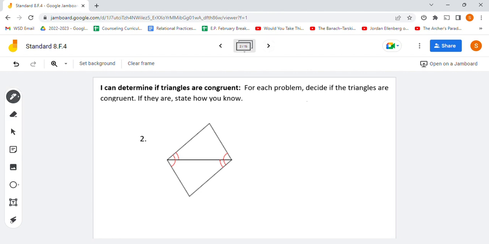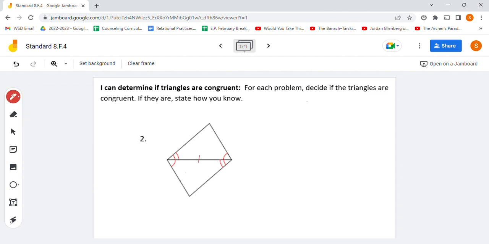On our second one here, we can see that we have a pair of angles right there, and we have a second pair of angles right here that are congruent. And both of these two triangles, the one on the top right here and the one on the bottom right here, share this middle side. So I can put a congruence marking right here.